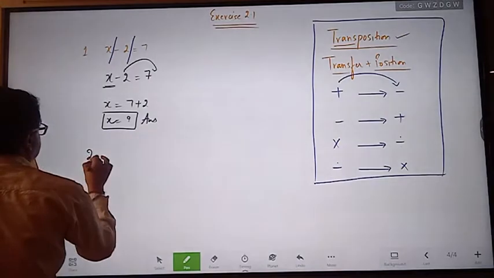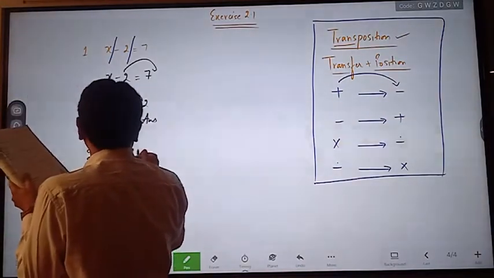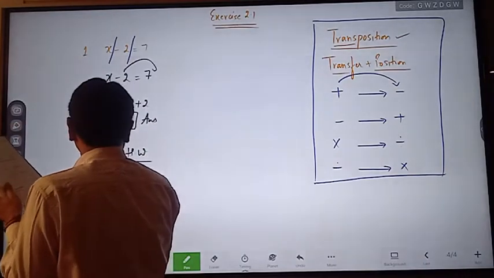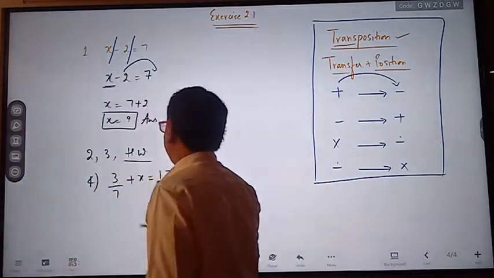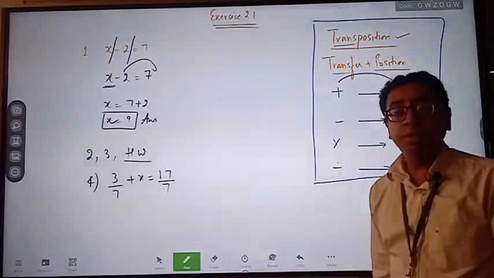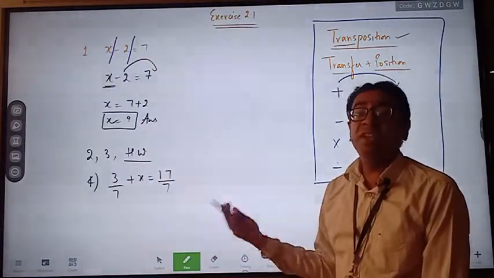So your second, third part is the homework. Let me do the fourth part. 3 by 7 plus x is equal to 17 by 7. There are two methods of doing this question. One, by taking the LCM throughout the terms, or by switching this term to that side. I'll be doing both methods, see the variation of that.